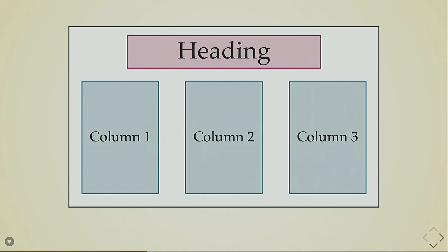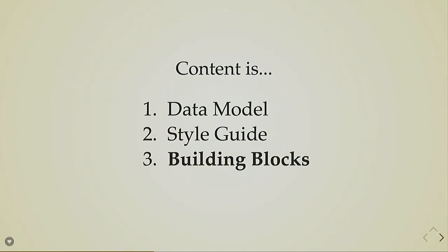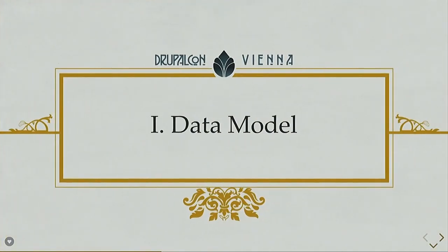But it's not enough. Let's look at this simple example again. We have a heading and we have a three column layout here. So where is something behind styles, behind the data model? This is something we can call building blocks. Let's look deeper at each point of content. First of all is the data model.